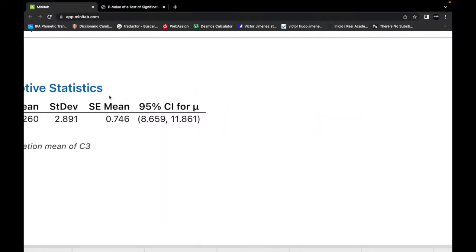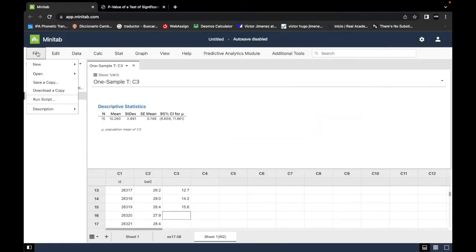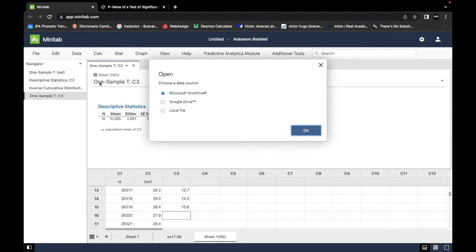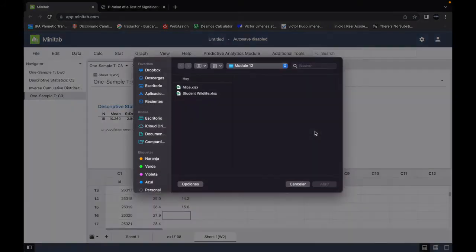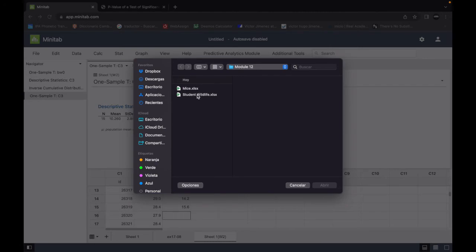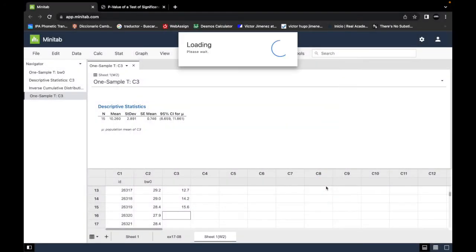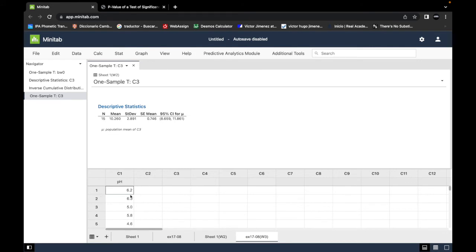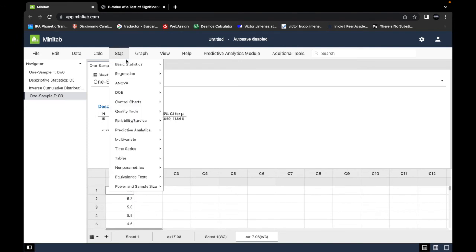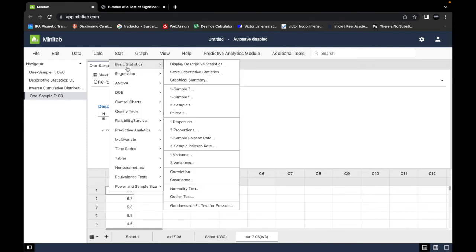Go to Minitab: File, Open Worksheet, Local File. This is going to be Student Wildlife. And there you have the data, right? You will have to download this to your computer and then upload it here into Minitab. Next, how to perform the hypothesis test for the mean. You will have to go to Stat, Basic Statistics, One Sample t.